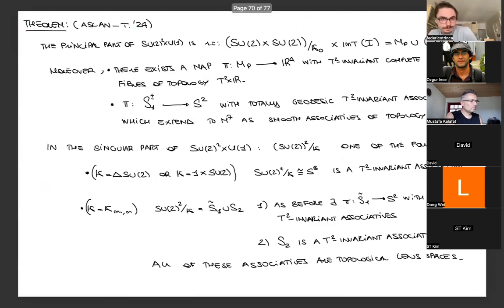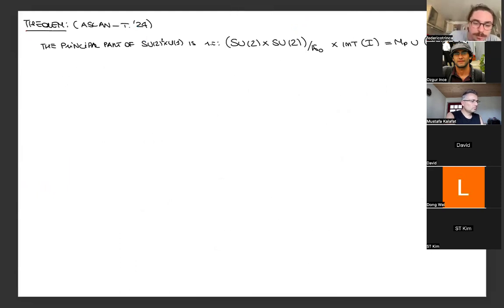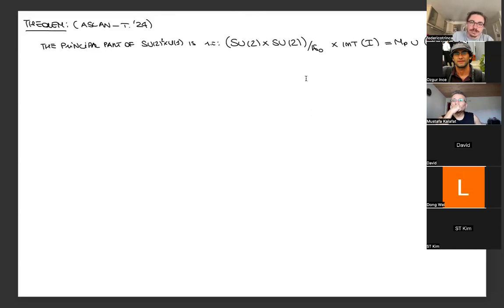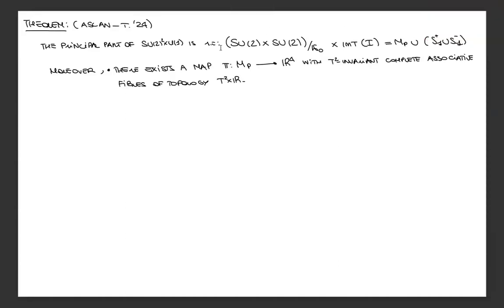So let me give you the conclusion since I ran out of time. So the conclusion is that in the principal part of the SU2 times SU2 times U1 action, which is given by this formula here, then we have a principal part and two singular parts with one-dimensional stabilizer. And on the principal part, I have a map from my MP into R4 with T2-invariant complete associatives.